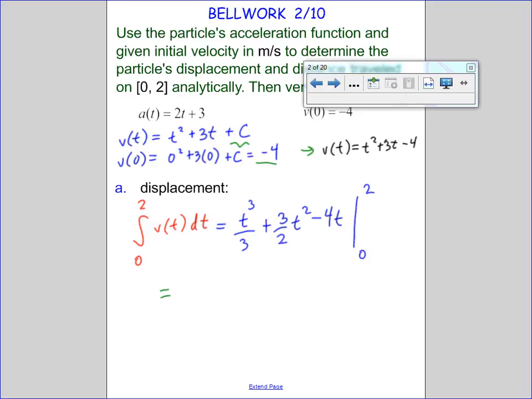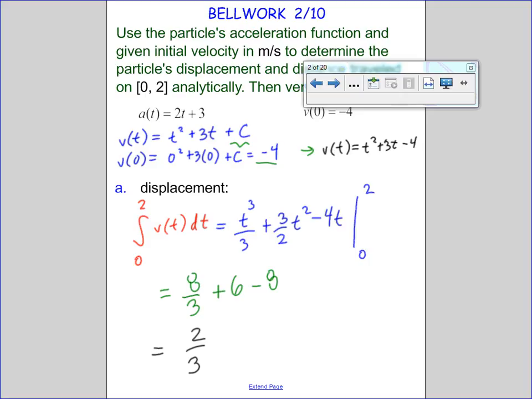2 in for t, 8/3 plus 2 in for t, 3 over 2 times 4, 12 over 2, 6. Is that right? 4 times 3 is 12 over 2 is 6. I get 6 again. Minus 8. So I get 8/3 plus 6 minus 8 is 8/3 minus 2, and 8/3 minus 6/3 is 2/3. So I get 2/3.